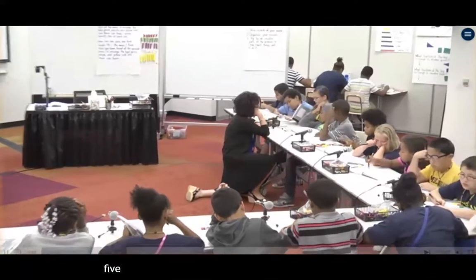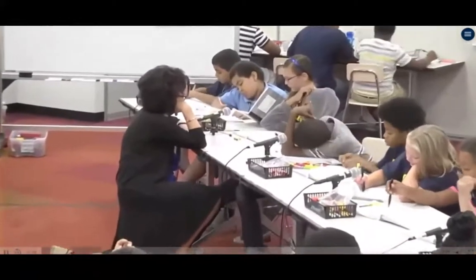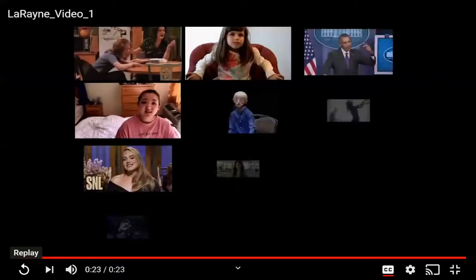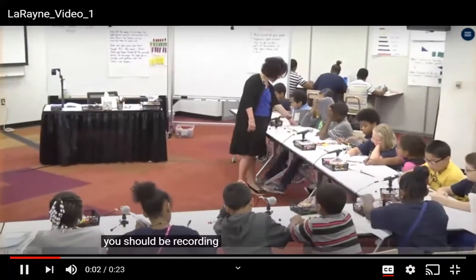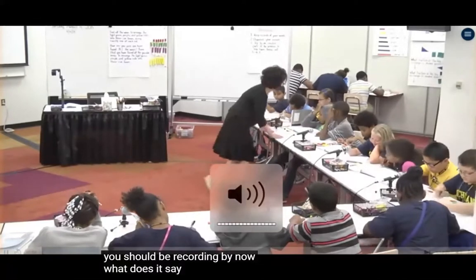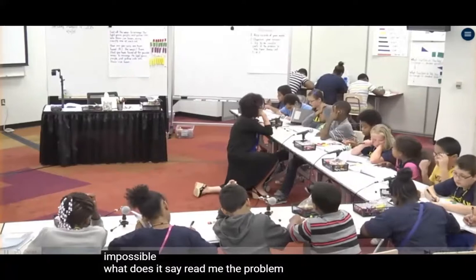Following all the stories, life and purple and yellow was a three-card phrase. Friends, everyone and Rachel. Okay. Can you make one three-card train? Okay, I'm going to replay it again. You should be recording by now. What else are we doing? What does it say? Do something that's impossible. What does it say? Read me the problem.